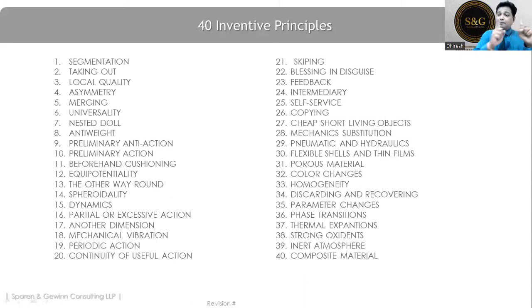We have seen 39 parameters which are contradicting parameters. These are inventive principles. What is an inventive principle? An inventive principle is nothing but, for example, segmentation, taking out, local quality, asymmetry, merging, universality, nesting. All these are principles in which you can find some solution. Okay, so let me give you a couple of examples just to appreciate what these principles mean.